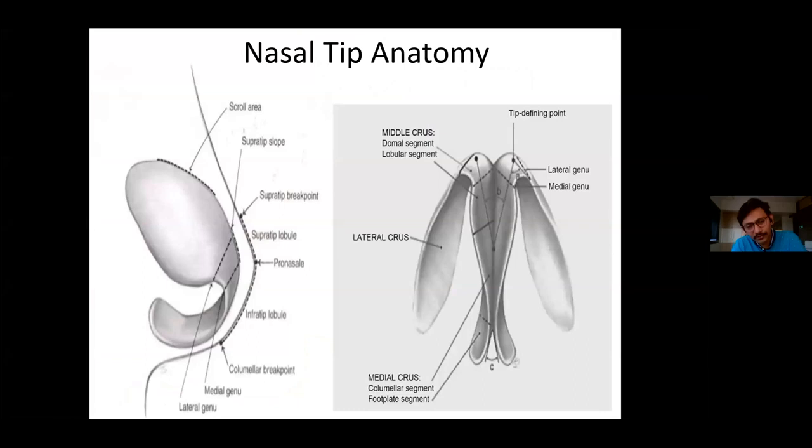We also all know about the anatomy of the lower lateral cartilages, but I think I should revise it once more. The lower lateral cartilage consists of 3 parts: the medial crus, the lateral crus, and the point in between is the intermediate crus. So this is the lateral crus, this is the medial crus, and this is the intermediate crus. So you must know about this.